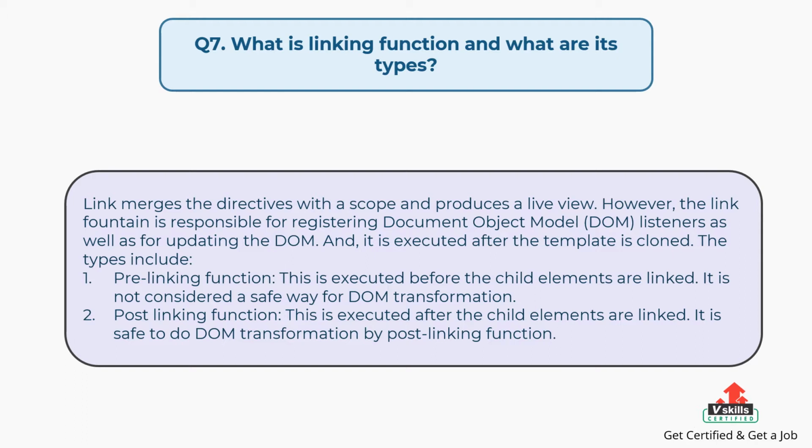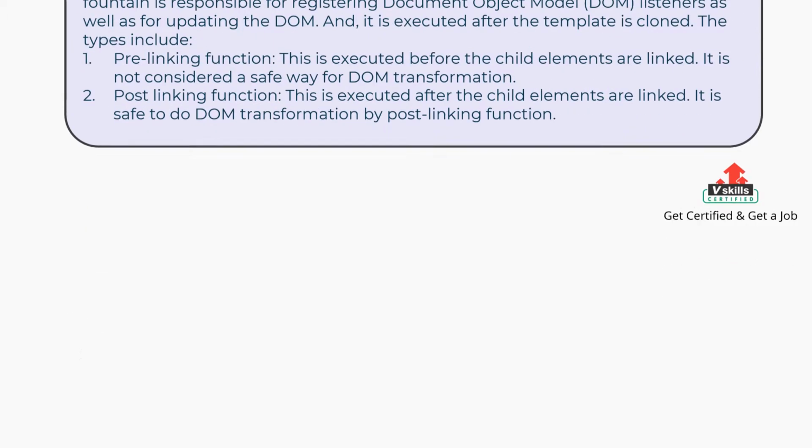The types include: first, the pre-linking function. This is executed before the child elements are linked. It is not considered a safe way for DOM transformation. Second, the post-linking function. This is executed after the child elements are linked. It is safe to do DOM transformation by the post-linking function.